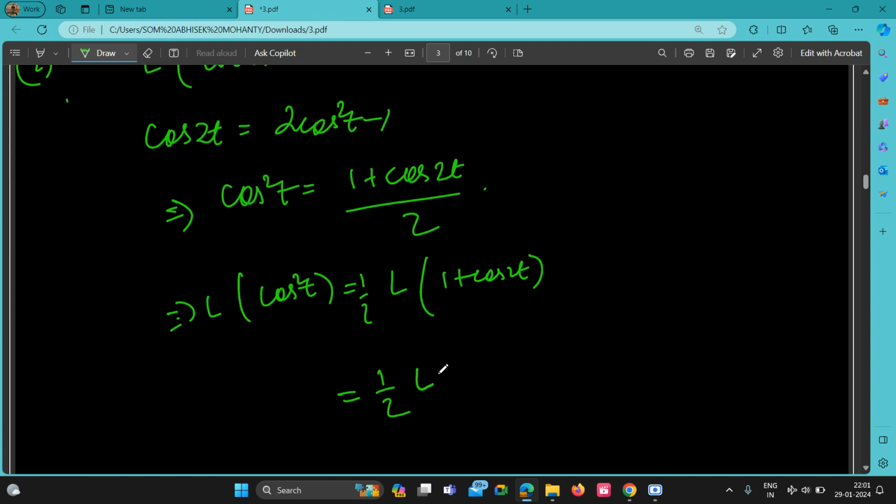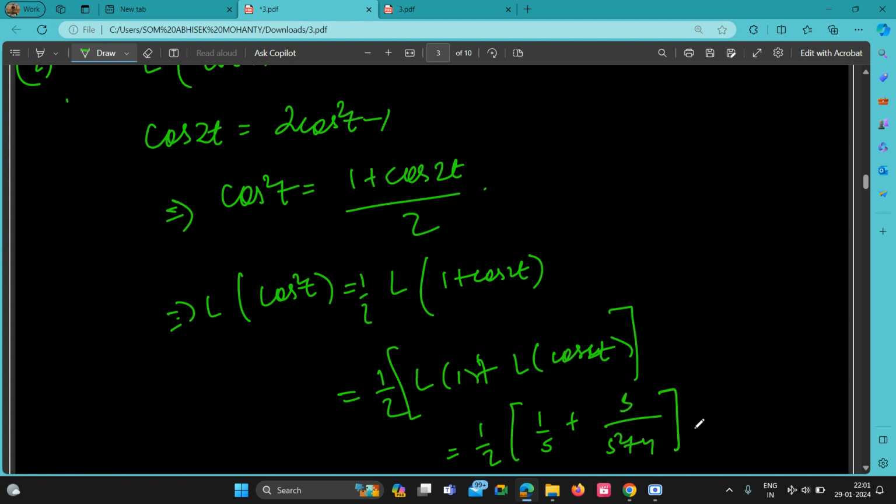So half of Laplace of 1 plus Laplace of cos 2t. Half of 1 by s plus s by s square plus 4. Okay. Is that right? Yeah, is that right? Yeah. Okay, now do the question. This is the cos 2t.